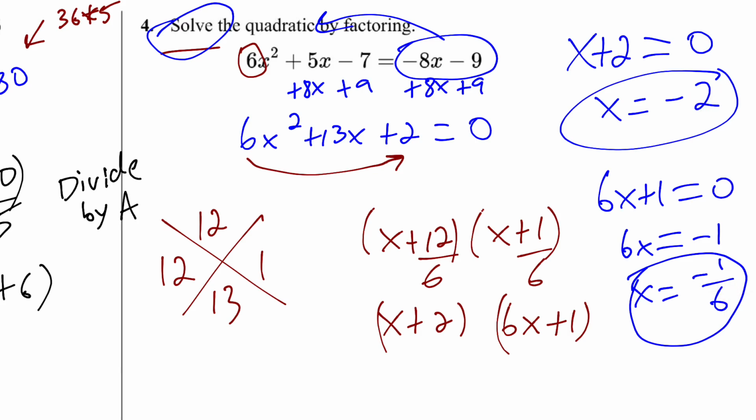Sometimes it's just like before. It's the opposite. So if it was x plus 2, you plug in a negative 2. But sometimes it's going to be a fraction. How do you find it? Set it equal to 0. Treat it like a two-step equation.